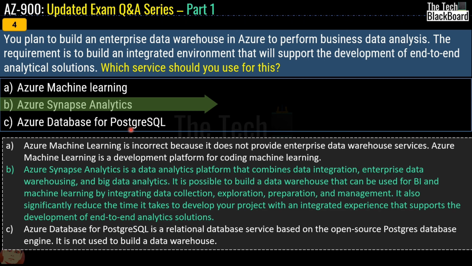Moving on with Azure Database for PostgreSQL, let's see what is Azure PostgreSQL. So PostgreSQL is a relational database service based on the open source Postgres database engine. And as I have mentioned, it is not used to build a data warehouse. And that's why Azure Database for PostgreSQL is an incorrect option.